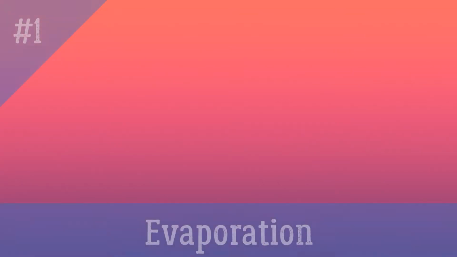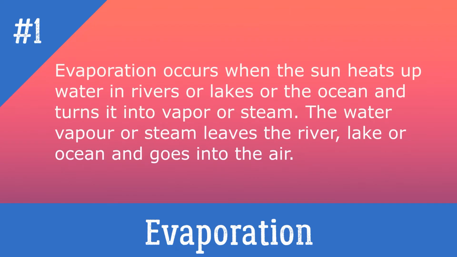Now, Stage 1, evaporation. Evaporation occurs when the sun heats up water in rivers or lakes or the ocean and turns it into vapor or steam. The water vapor or steam leaves the river, lake or ocean and goes into the air.